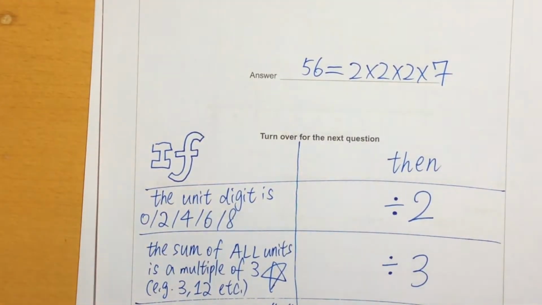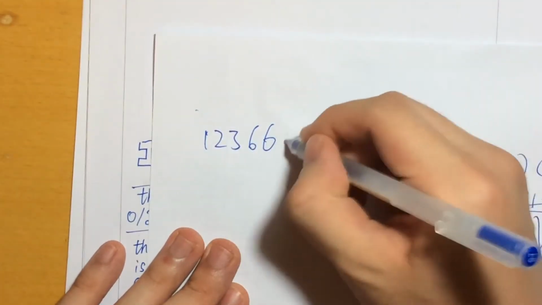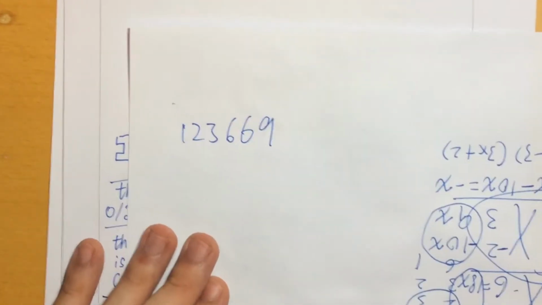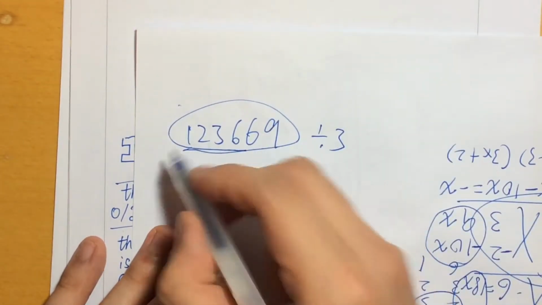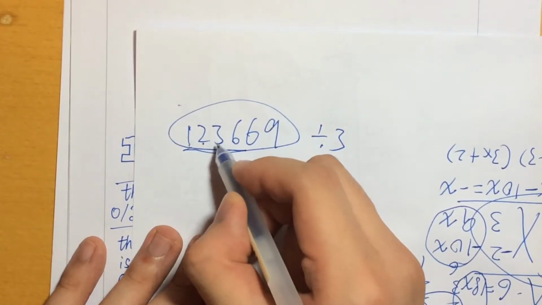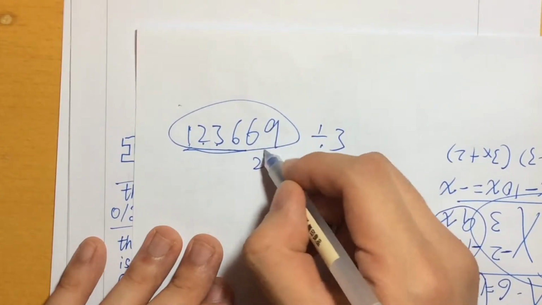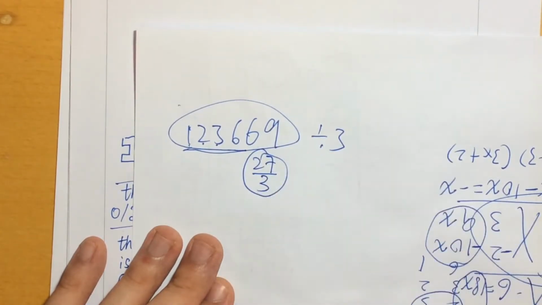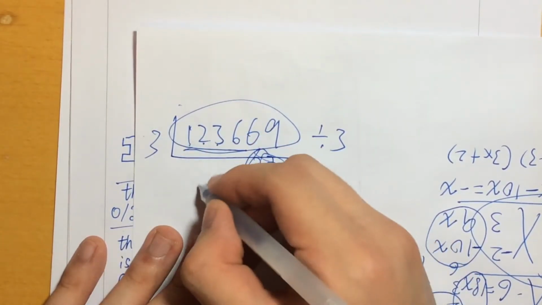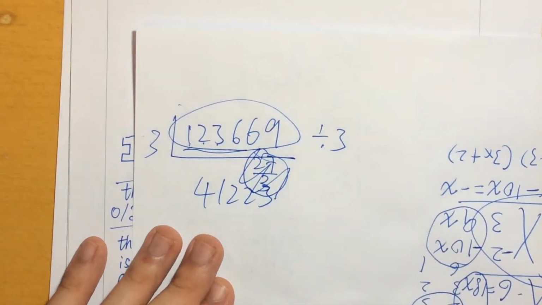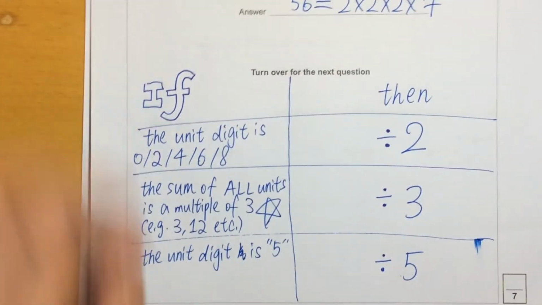So even if I make a really crazy number, like let's say 123669, I will immediately know that this number is divisible by 3, because if we add all the digits together, we get 1 plus 2 is 3, 3 plus 3 is 6, 6 plus 2 more 6s is 18, 18 plus 9 is 27, and we all know 27 is divisible by 3, you get 9, right? So this number can easily be divided by 3, which gives you 41223, something like that. Yeah, it's divisible anyway.